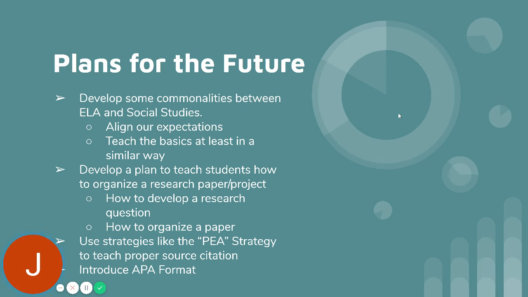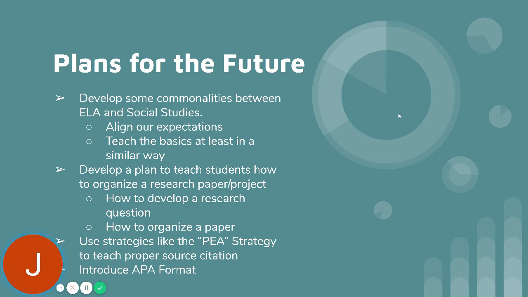So here are our plans for the future. We got to develop some commonalities between the ELA and Social Studies department, and really, if we're not going to focus on language, what we can do is align our expectations. We can teach the basics, at least, in a similar way, so that we are teaching what we need to teach for social studies content and doing it the way we need for social studies. But if the base goal is the same and the basic skill is the same, then we can align that with ELA so that the students are getting it twice, and maybe they don't turn off their ELA brain when they walk into our room and we have to remind them everything about English.